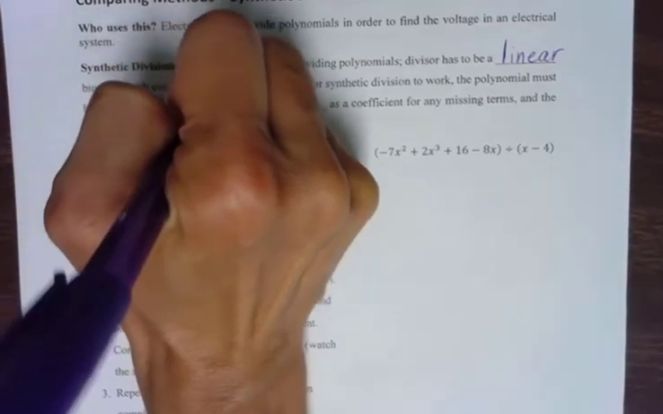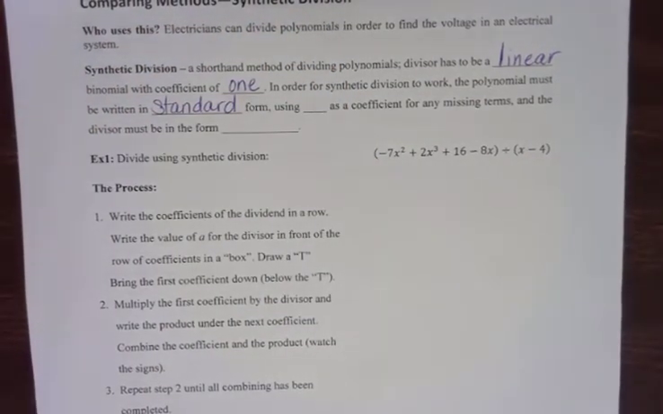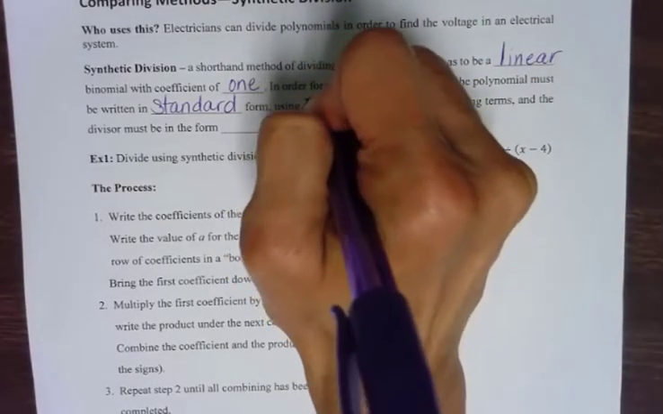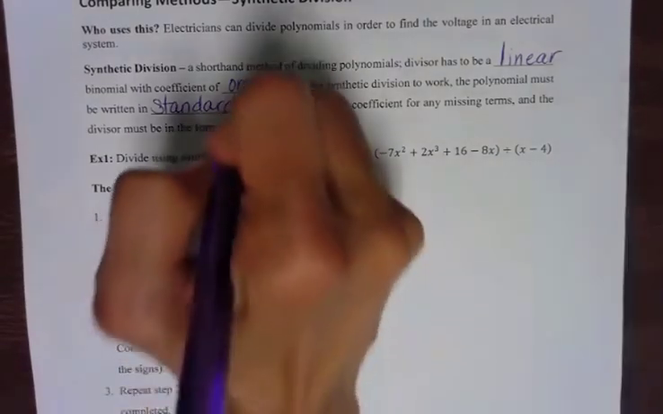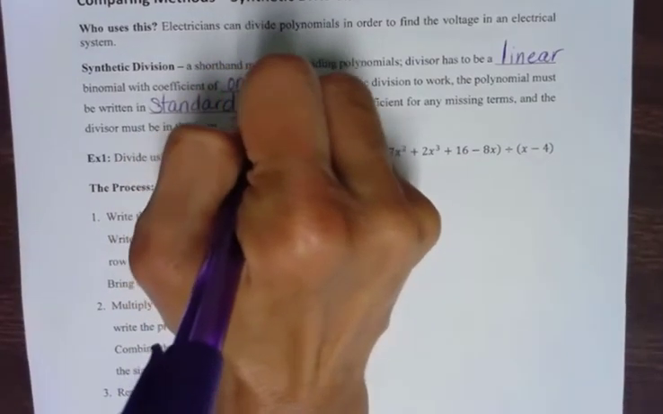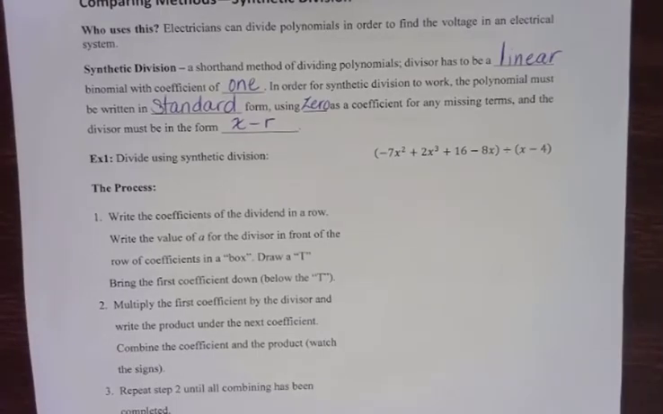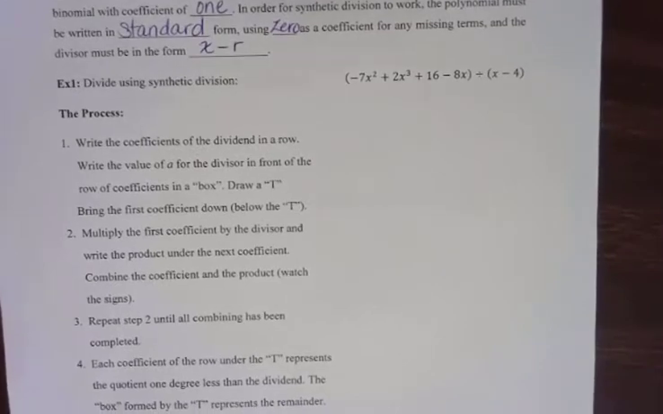Now this is not different from the previous night's work, using zeros as a coefficient for any missing terms. That's our placeholders. And the divisor must be in the form, as I said, x minus r or x minus a. Depending on the textbook, you may see it different ways. So let's go ahead and start with an example so you can see the process.